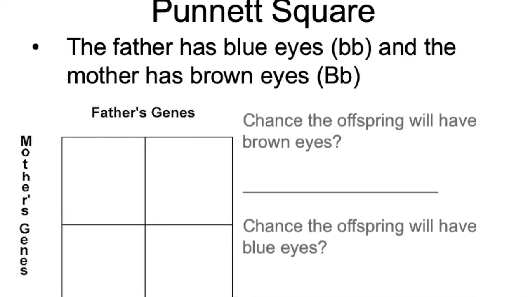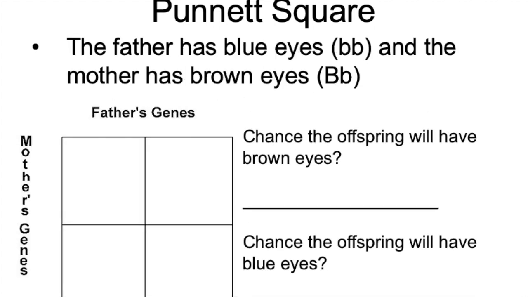In this example, the father is homozygous recessive, has blue eyes, and the mother is heterozygous, has brown eyes. We want to know what's the chance the offspring will have brown eyes, and what are the chances the offspring will have blue eyes. A couple things to know about this Punnett Square is we're going to have 4 possible outcomes. That's the 4 squares you see. Each square represents a 25% chance. And another thing we need to understand is that mom and dad both have 2 alleles each. The offspring can only have 2. So out of the 4 alleles, we can only get 2 of them.